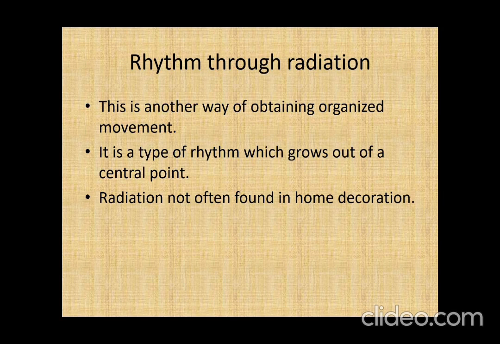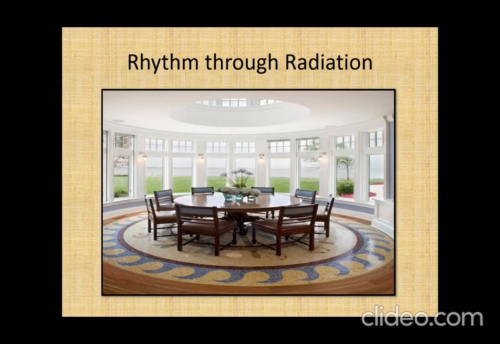Next one is rhythm through radiation. This is another form of obtaining rhythmic movement, where the rhythm starts from the central point, or we can say from the central axis. From the central point, it extends and directs towards the other parts. That is called rhythm through radiation. It is very difficult to obtain this rhythm through radiation in interior decoration or home decoration. We can see some pictures of how we can obtain this radiation.